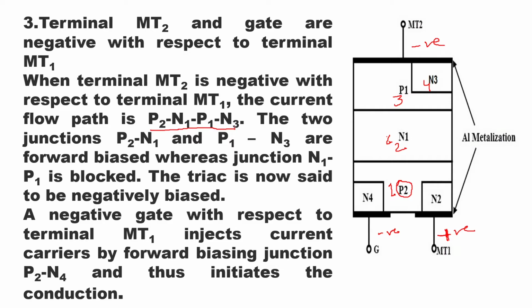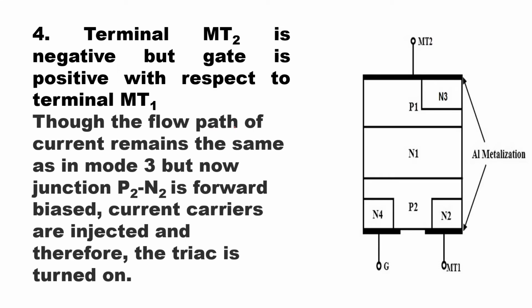And the same way the current will flow in mode 4 also. Only thing in mode 4, the gate terminal will be made positive. Okay. So if you see the mode 4, again here MT2 will be negative and MT1 will be positive.